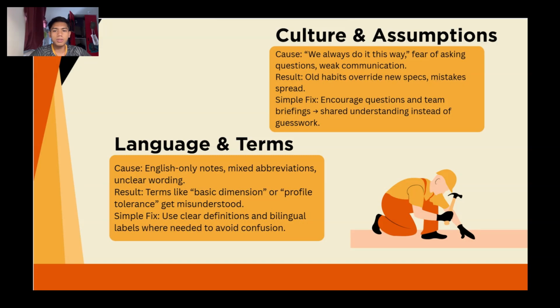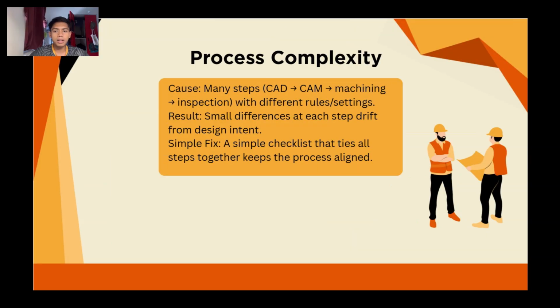For the fourth, language and terms. Language can cause confusion too. If notes are only in English or abbreviations are mixed, terms like basic dimension or profile tolerance can be misunderstood. The fifth and final one is process complexity. Finally, the process itself is complex, from CAD to CAM to machining to inspection. Each step has a different role. Even small differences can drift away from the original design intent. A simple checklist that connects all the steps can keep the process aligned.